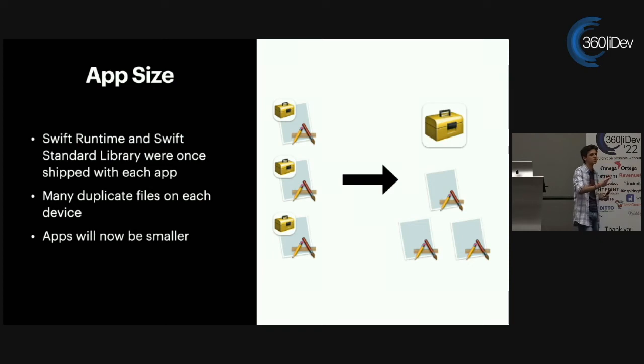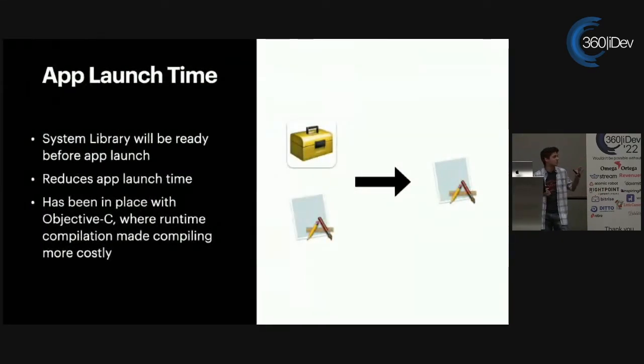Now we still have the same apps. However, that standard library that we did hold 3 copies of, we now only hold 1. And that's just going to save us storage space on all of our devices, which again, can't hurt. In addition to storage, it's also going to reduce the app launch time. You see, the system library is now going to be prepared before app launch.